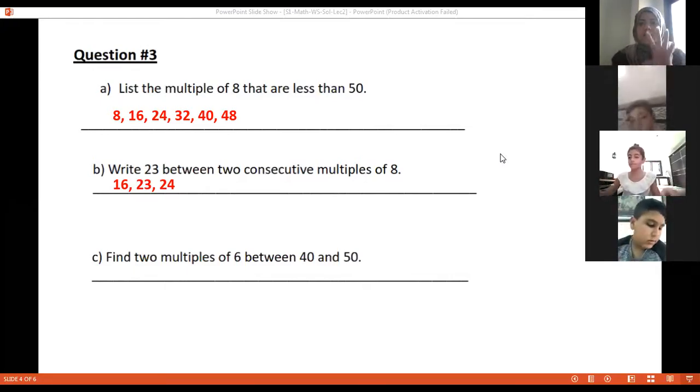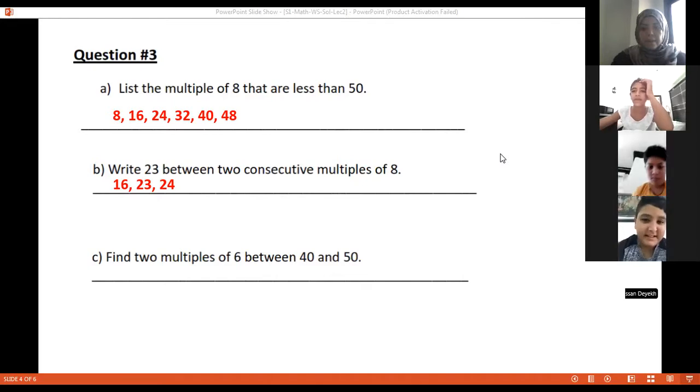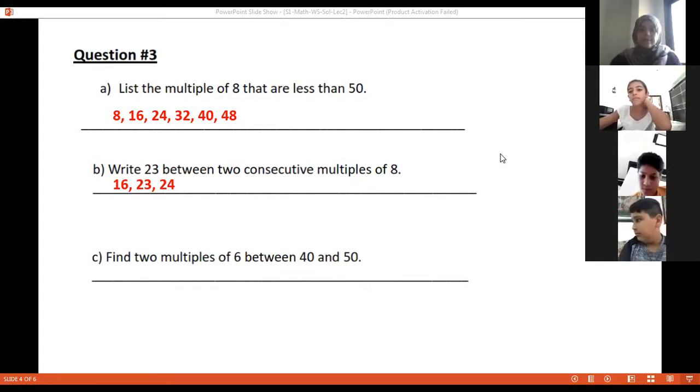Can you see them on the screen? 8, 16, 24, 32, 40, 48. Can you see them? It's in part A. Yes. Okay, if I asked you, for example, 45 is between what two multiples of 8? 45 is between 40 and 48. Excellent, that's it.